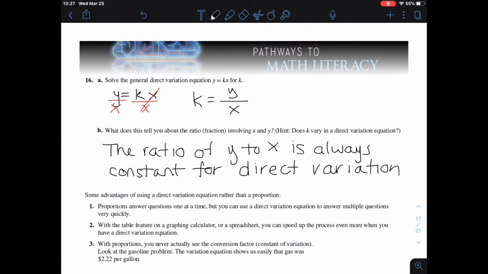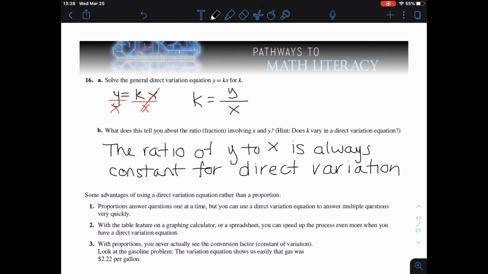So there are some very good advantages to using direct variation as opposed to setting up some type of proportion. If you want to set up a proportion, it's going to work, but you're going to have to repeat that every single time you want to solve a problem. If I change the proportion slightly, I've got to resolve a new equation. If I use direct variation, I immediately know the equation involving the two, and it's going to be quicker to solve. So you never actually get to see the conversion factor you use when you use a proportion versus a direct variation.